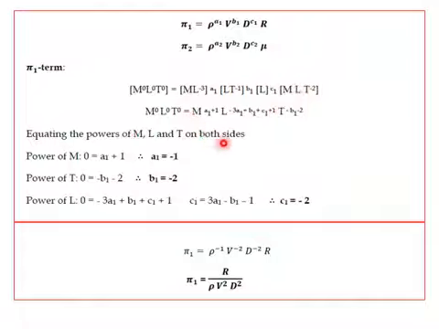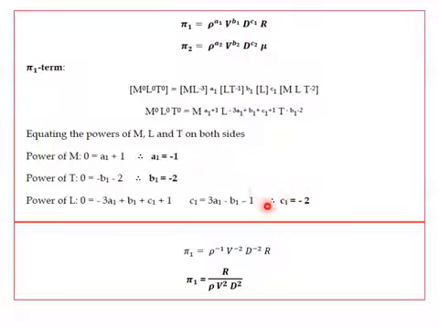So making it dimensionally homogeneous by equating the powers, we write a1 plus 1 is equal to 0, therefore a1 will be minus 1. So here we get the values of the exponents or the powers. Similarly for T, minus b1 minus 2 is equal to 0, so b1 will be equal to minus 2. Now we know the values of a1 and b1, so you can equate the powers for L. So 0 is equal to minus 3a1 plus b1 plus c1 plus 1. You can substitute a1 as minus 1, b1 as minus 2, and solve for c1, which comes to minus 2.